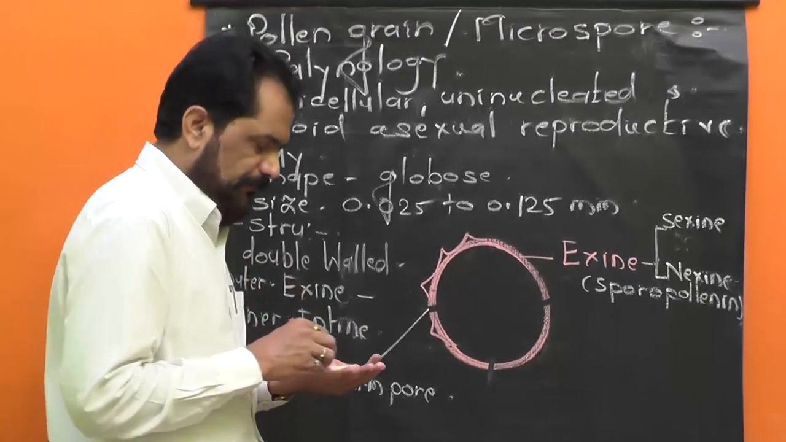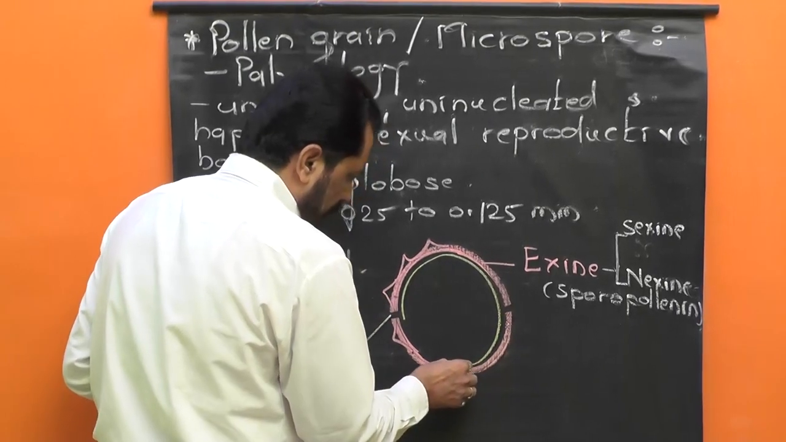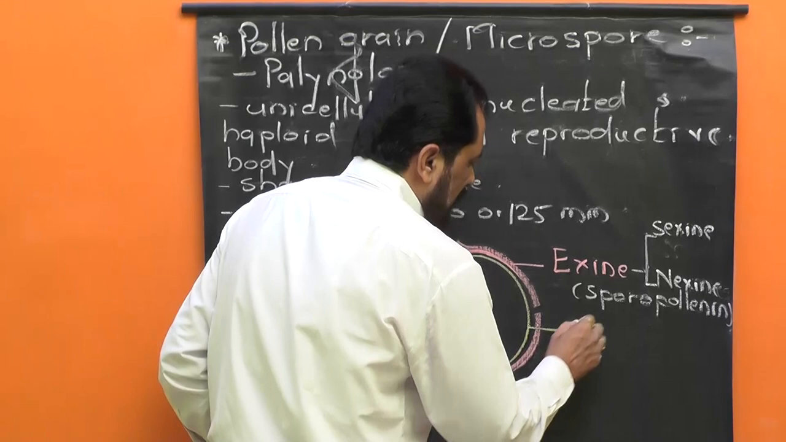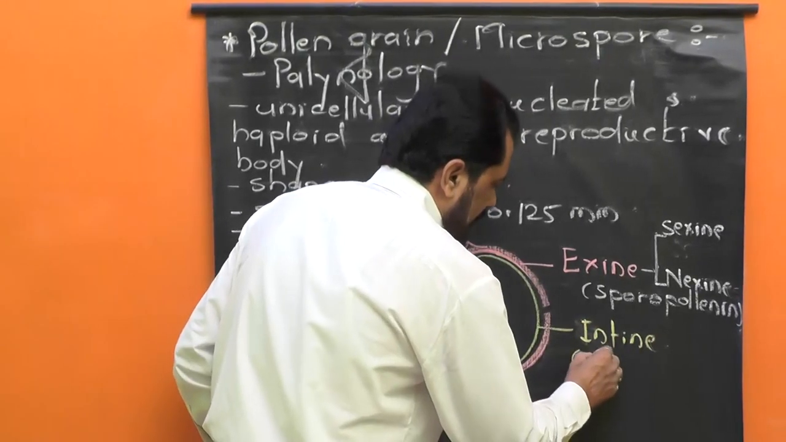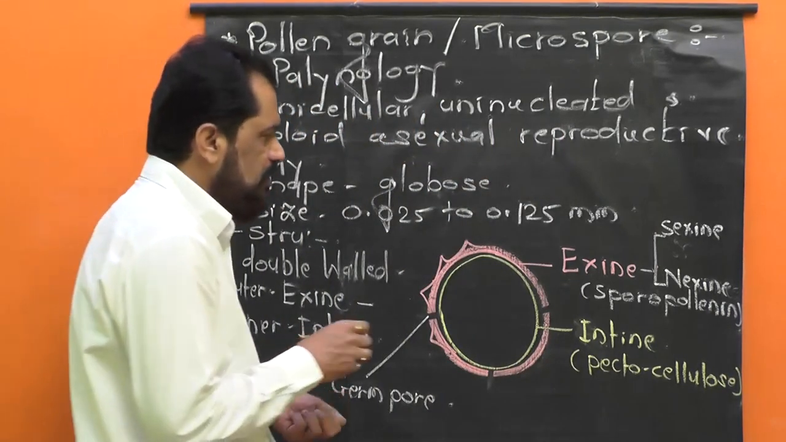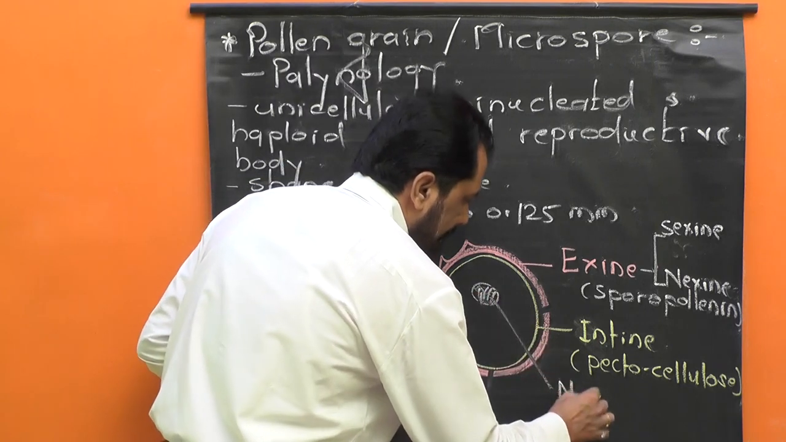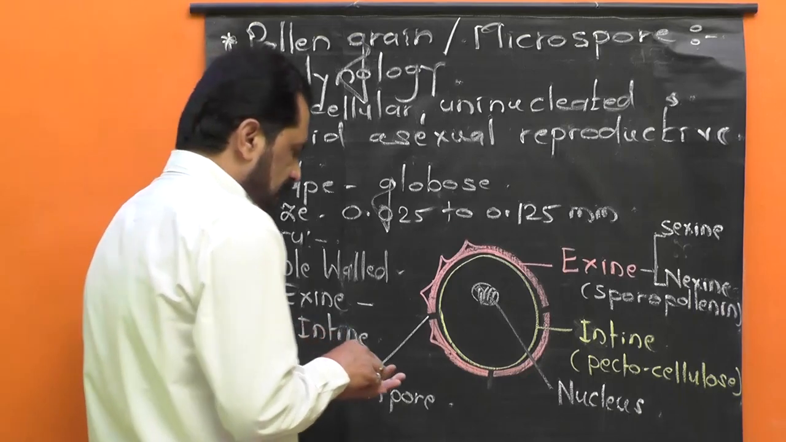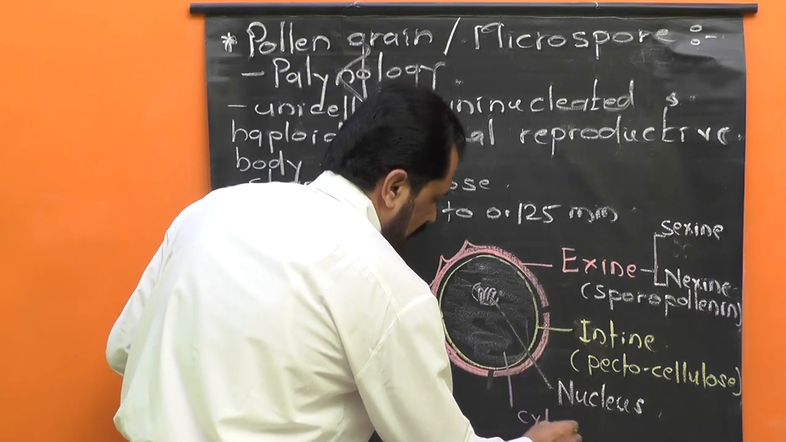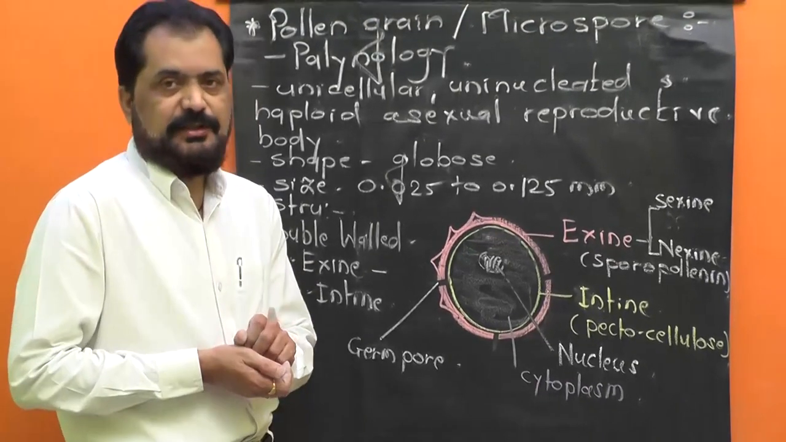Now come to the intine. It is the inner, thin and smooth wall. It is quite delicate and thin, and it is composed of pectocellulose. The intine encloses a single haploid nucleus, and this nucleus is surrounded by thick, viscous cytoplasm. This cytoplasm shows presence of starch granules, maybe little fat droplets as a reserve food material.